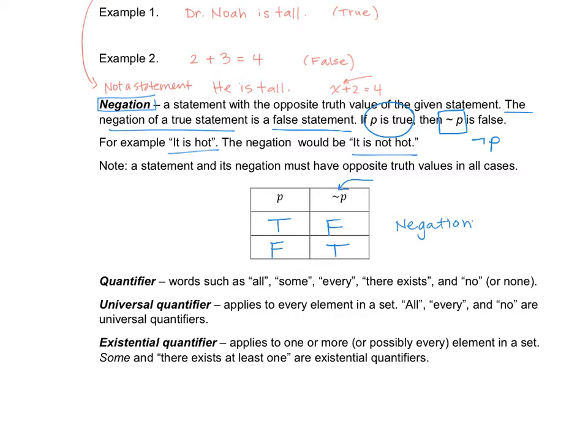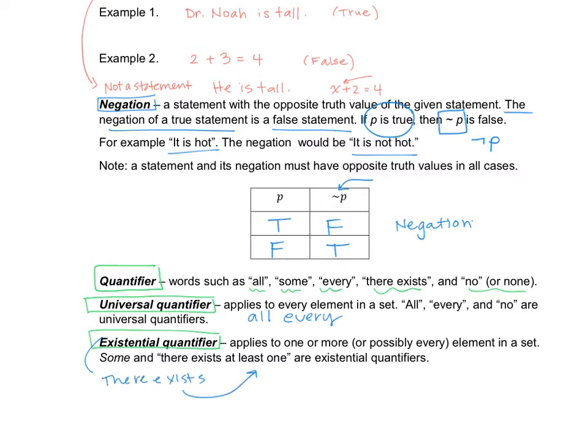A few other terms that you're going to see are quantifiers, which we use a lot of times. They come in the form of these words: all, some, every, there exists, or no or none. There are universal quantifiers, and then there are existential quantifiers. The universal quantifiers are the first couple here, all and every, so they're universal, saying everybody, everyone. Existential is really saying there exists, there is one, at least one.